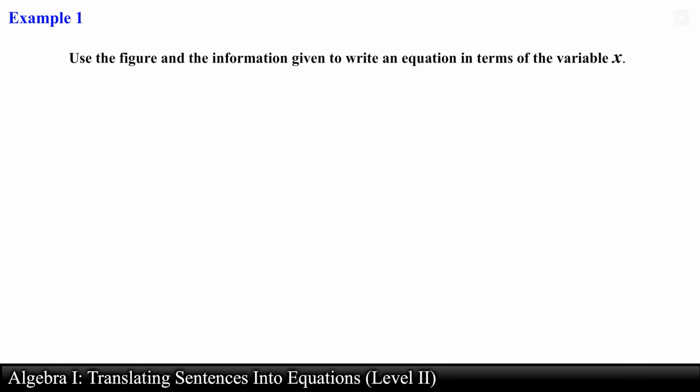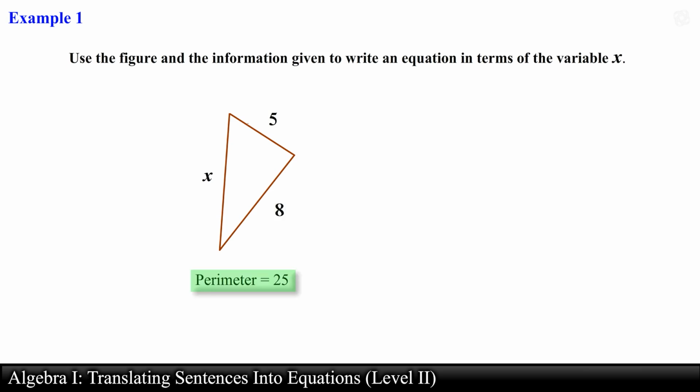Use the figure and the information given to write an equation in terms of the variable x. So here we have a triangle, and we are given the measurement of 3 of its sides. They are x, 5, and 8. And we are also given the perimeter, which is equal to 25.